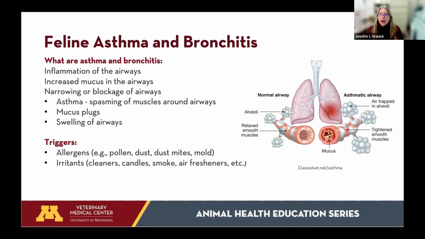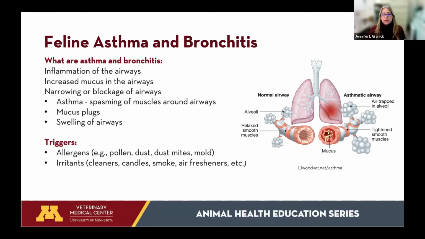So feline asthma and bronchitis are inflammation of the lower airways, so not the nasal cavity. We're moving farther down. The things that cause the disease are inflammation of those airways and increased mucus production, which can block the airways and make it hard to breathe. And then with asthma, we can actually have spasming and constriction of the airways because the muscles around the airways tighten up.